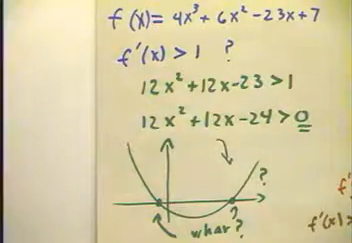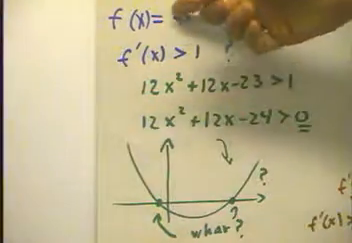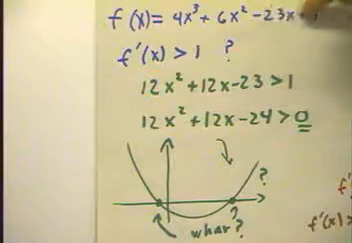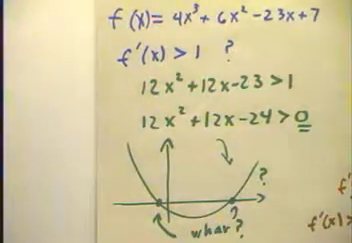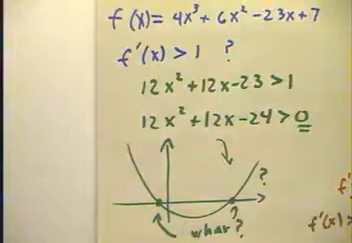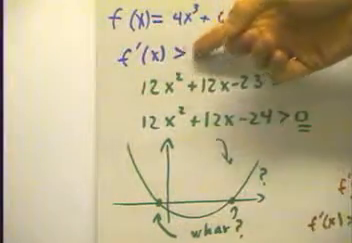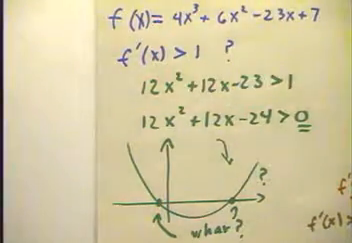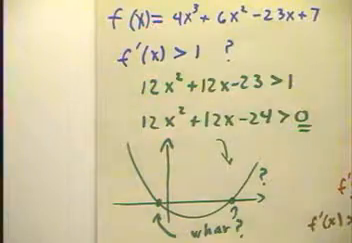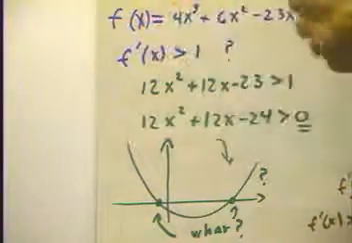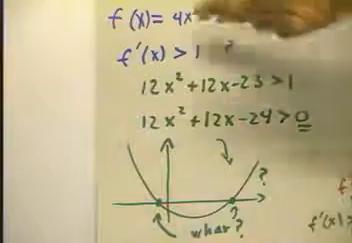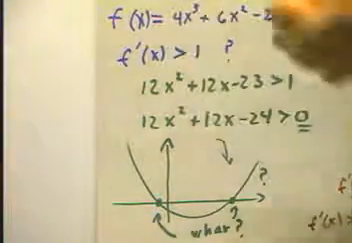Another text problem gives us the function f of x equals 4x cubed plus 6x squared minus 23x plus 7, and asks us to find where the derivative f prime of x is greater than 1. Now how do we start this problem? Well, since we're asked a question about f prime of x, it's probably a good idea to go ahead and take the derivative to find f prime.